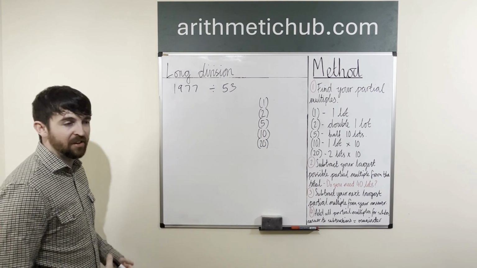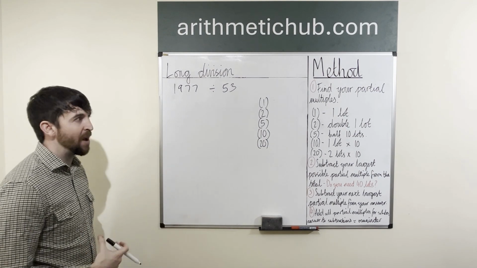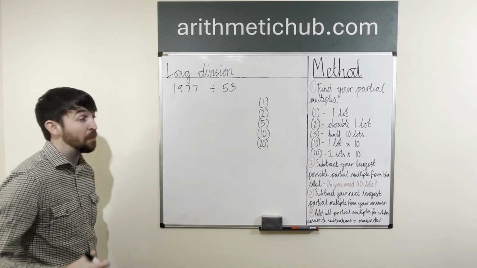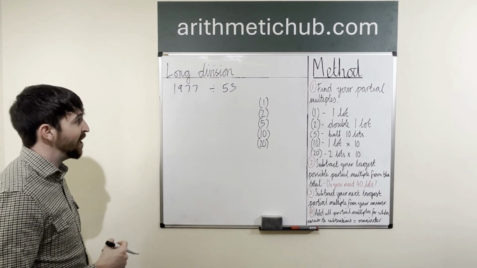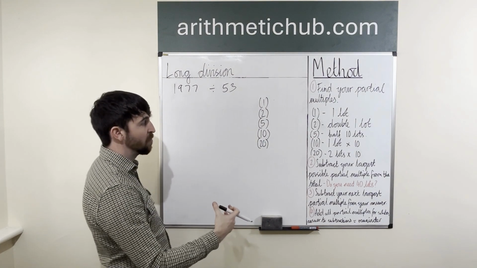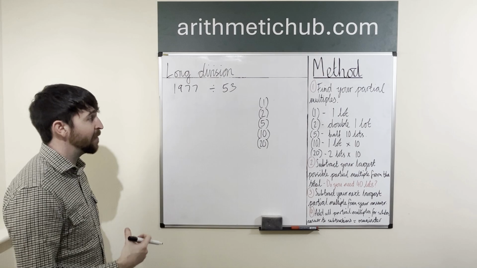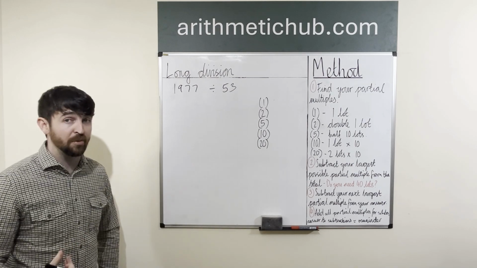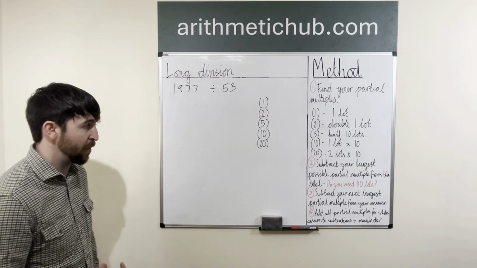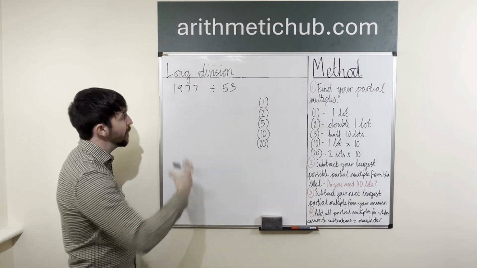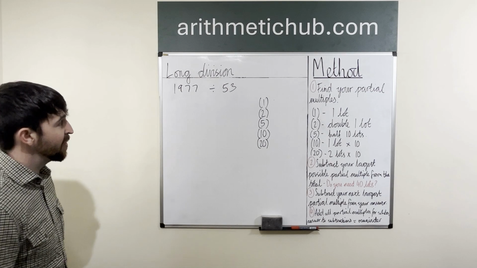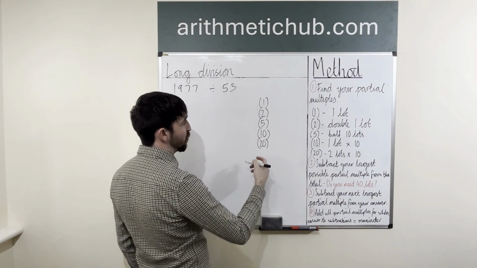But once we get used to this method, that of all the methods I would say is the one that just requires the most practice. Once we get used to it, we can say, actually, I can become really quick at finding the partial multiples. Once I'm able to successfully find the partial multiples, it's just column subtraction. I know how to do that. We've probably been doing that since year 3, okay? So 1,977 divided by 53. I need to find the partial multiples first.